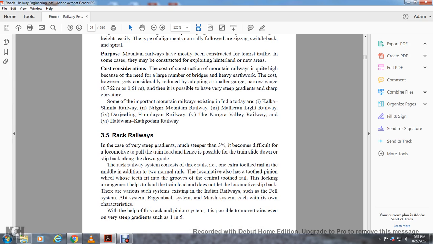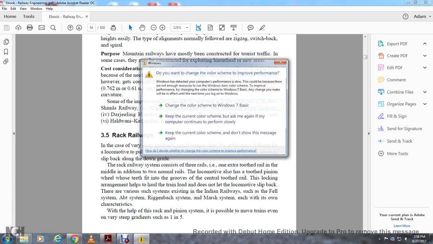3.5 Rack railways. In the case of very steep gradients, much steeper than 3%, it is difficult for locomotives to pull the train, and even if it is pulled, the train may slide back down the grade. The rail track of a rack railway consists of 3 rails, with one extra toothed rail in the middle in addition to the 2 normal rails. The locomotive also has a toothed pinion wheel whose teeth fit into the grooves of the central toothed rail. This locking arrangement helps to hold the train load and does not let the locomotive slip back.